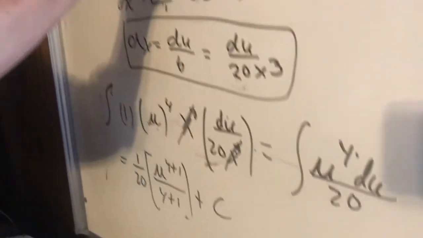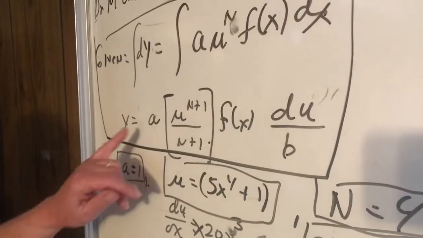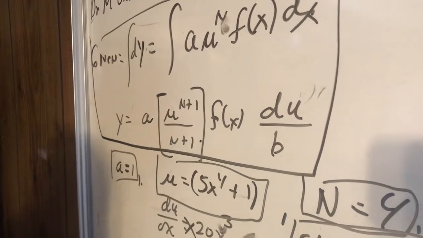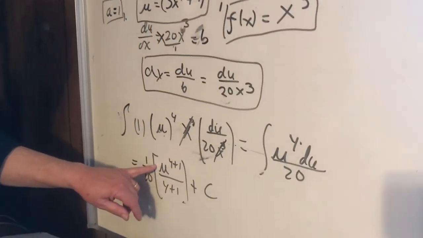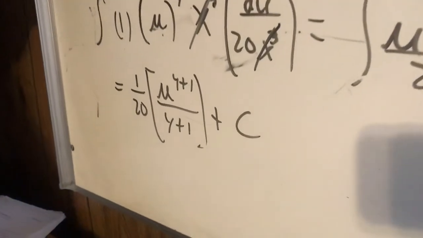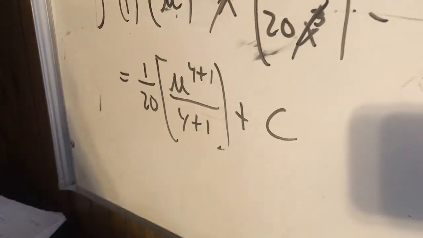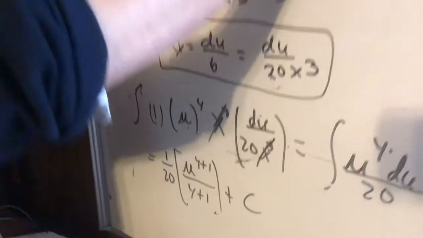I can put that in my rule now. a is 1, but I have a 20 here. So I'm going to put 20 outside, 1/20th. u to the 4 plus 1 over 4 plus 1. And don't forget the c here. What I forgot here was the c.